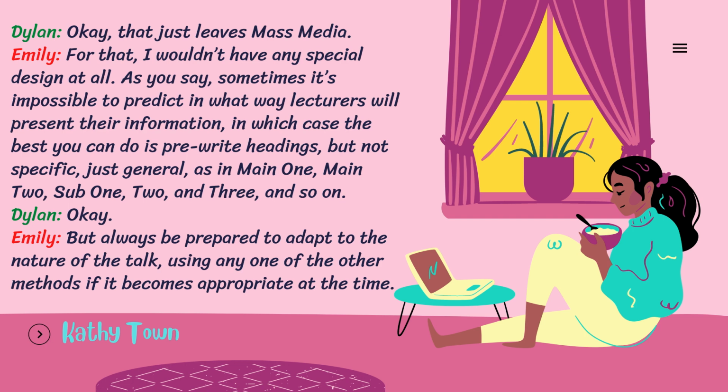As you say, sometimes it's impossible to predict in what way lecturers will present their information, in which case the best you can do is pre-write headings, but not specific, just general, as in main 1, main 2, sub 1, 2 and 3, and so on. Okay. But always be prepared to adapt to the nature of the talk, using any one of the other methods if it becomes appropriate at the time.